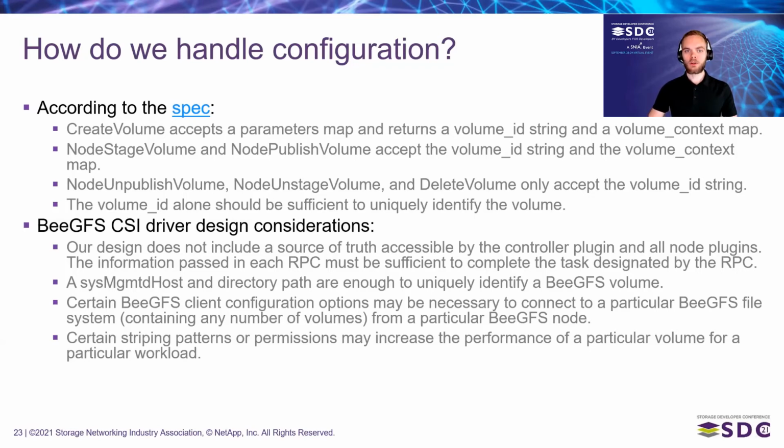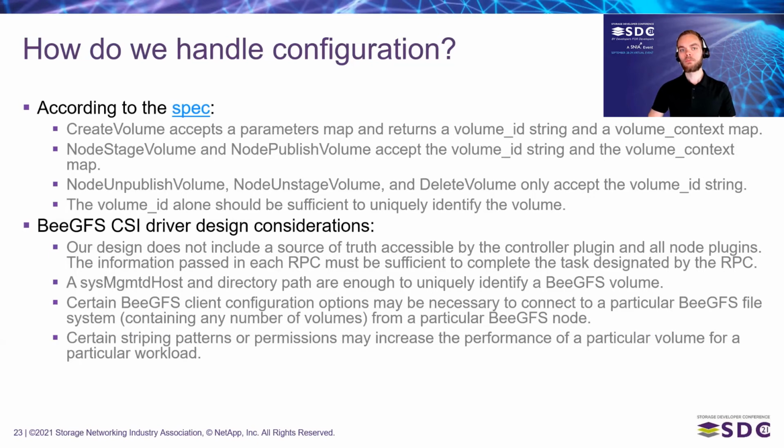However, while the node stage volume and node publish volume RPCs accept the volume context returned by the initial create volume, the corresponding unpublish, unstage, and delete volume RPCs do not. And we've already established in order to delete BeeGFS volumes, we have to remount the file system, which requires recreating the BeeGFS Client Configuration file. Furthermore, the spec indicates the volume ID alone should be enough to identify a volume. In other words, we can't really rely on being provided the same parameters by the CO after initially creating the volume.